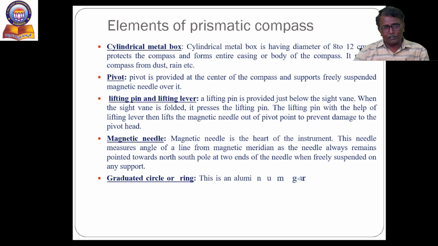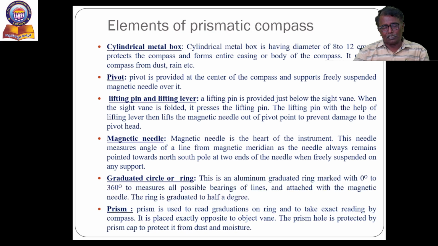The magnetic needle is attached at the bottom of the graduated ring, and the graduated circular ring is generally made up of aluminum. 0 to 360 degrees is marked in the clockwise direction, and the magnetic needle is attached to this graduated ring. And the prism is used to read gradations on the ring and to take an exact reading by the compass. It is placed exactly opposite to the object vane. The prism hole is protected by a prism cap to protect it from dust and moisture.